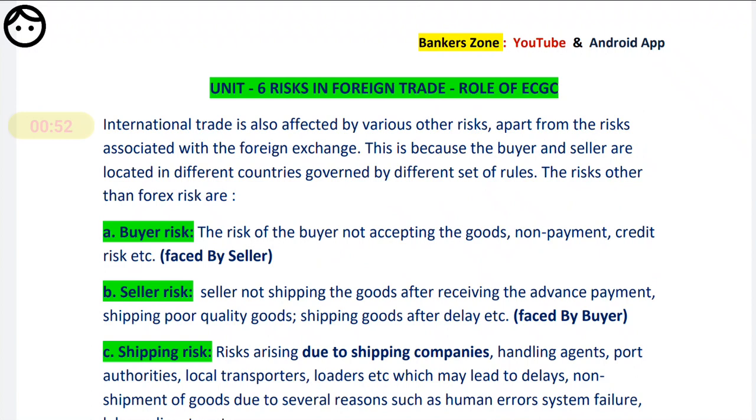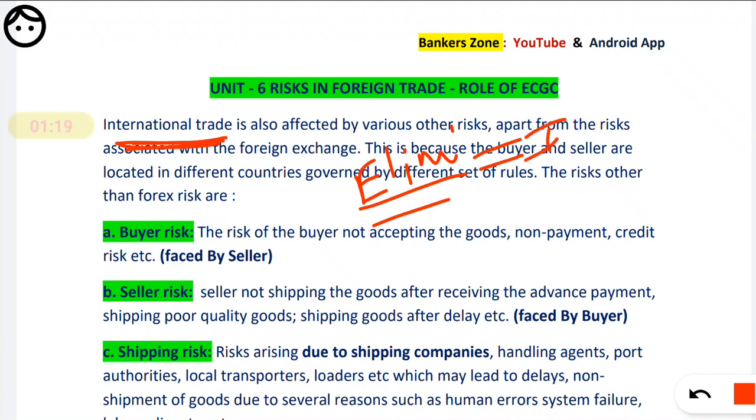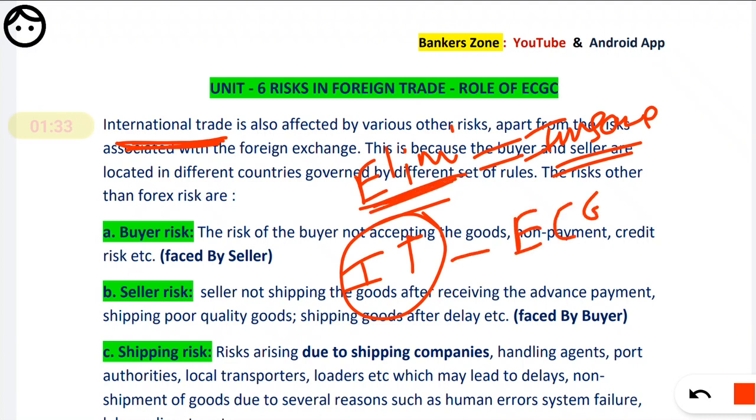Okay, so friends, we have already discussed different types of risk in our first chapter, including risk in foreign currency exchange. Now we have to discuss some more risks which are mainly in international trade, that is import-export business, and how we can eliminate the risk. By way of insurance we eliminate the risk. And in international trade, to minimize the risk, the ECGC plays an important role.